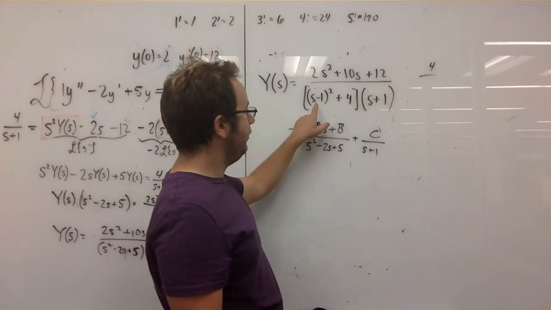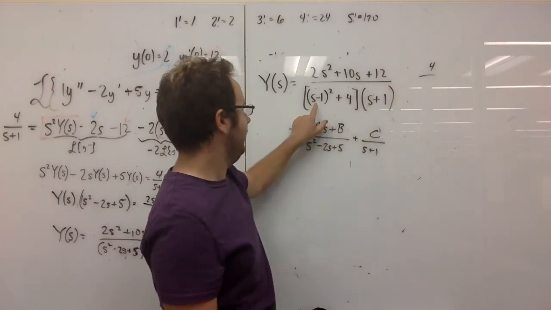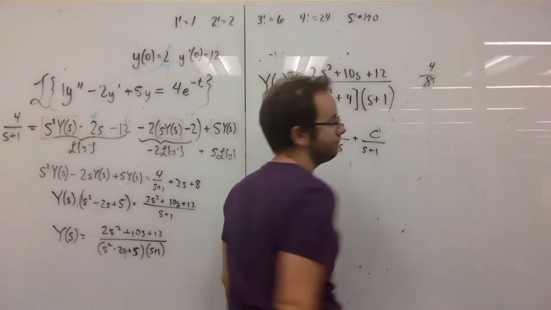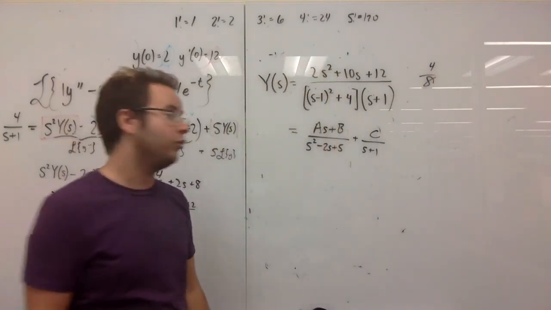Anyway, plugging in negative 1 to our denominator here, not the s plus 1. Negative 1 minus 1 is negative 2, squared is 4, plus 4 is 8. So I get 4 over 8. So that's the value of c, 4 over 8, or 1/2.